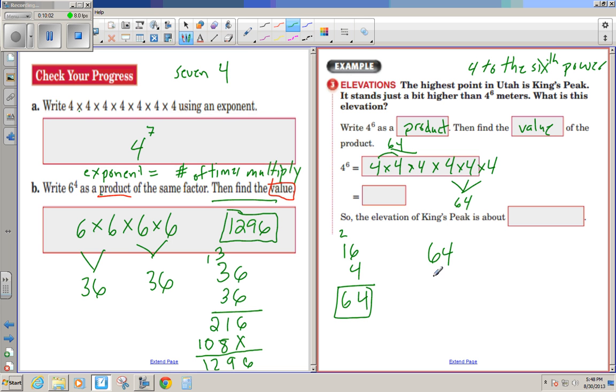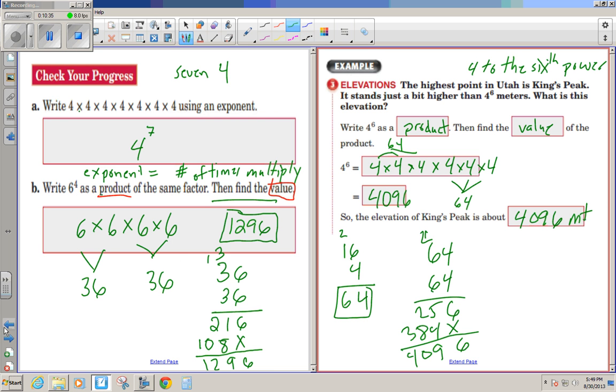So now I'm just going to do 64 times 64. So the value is 4,096. That means this thing is 4,096 meters tall. That's how high the mountain is.